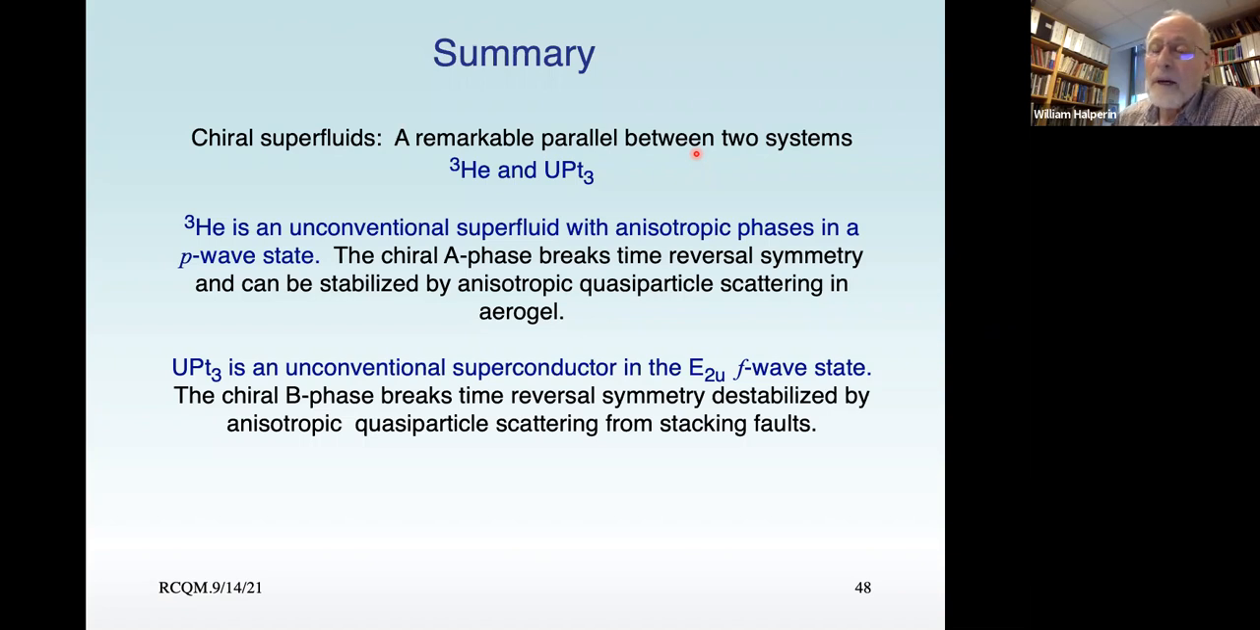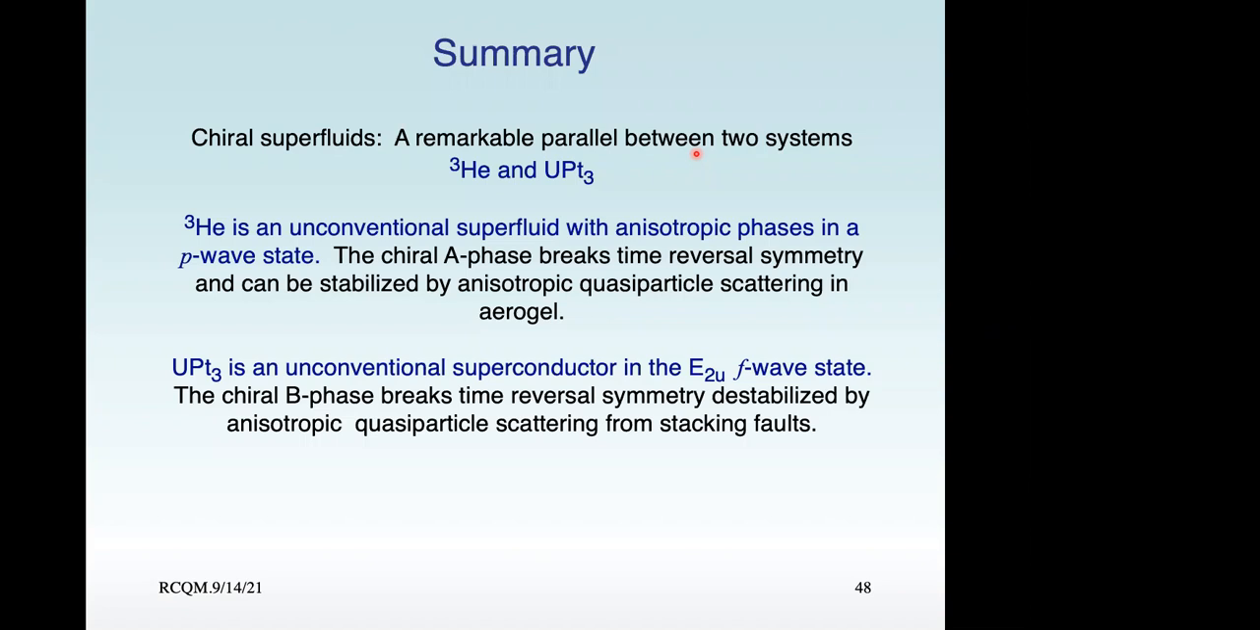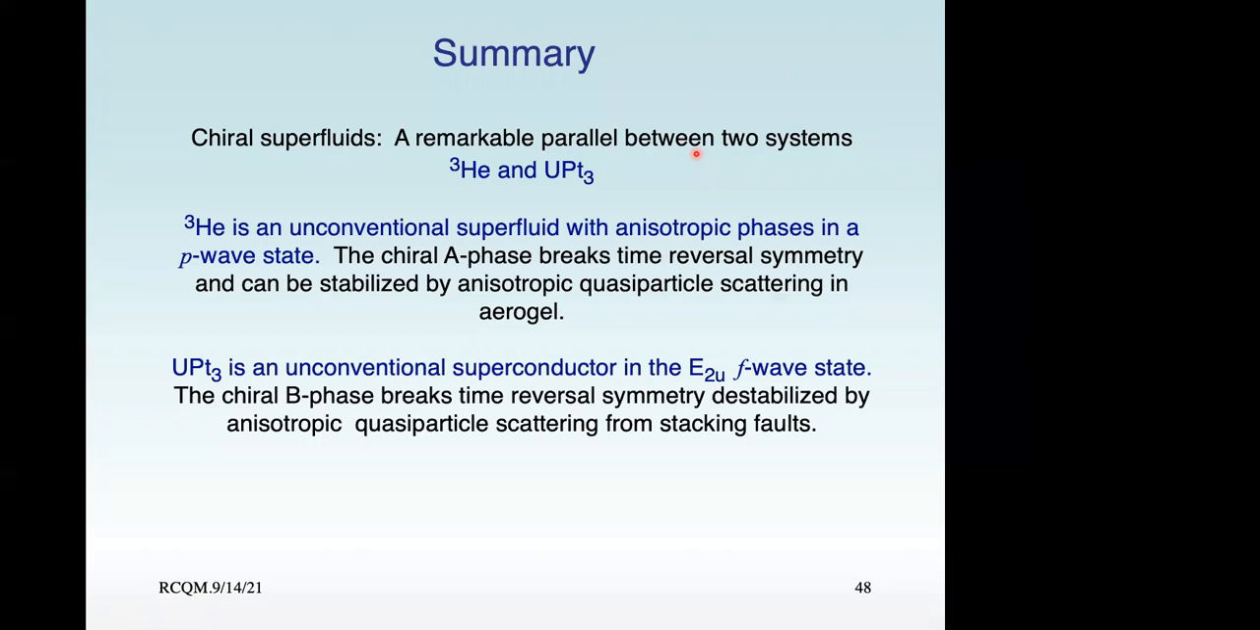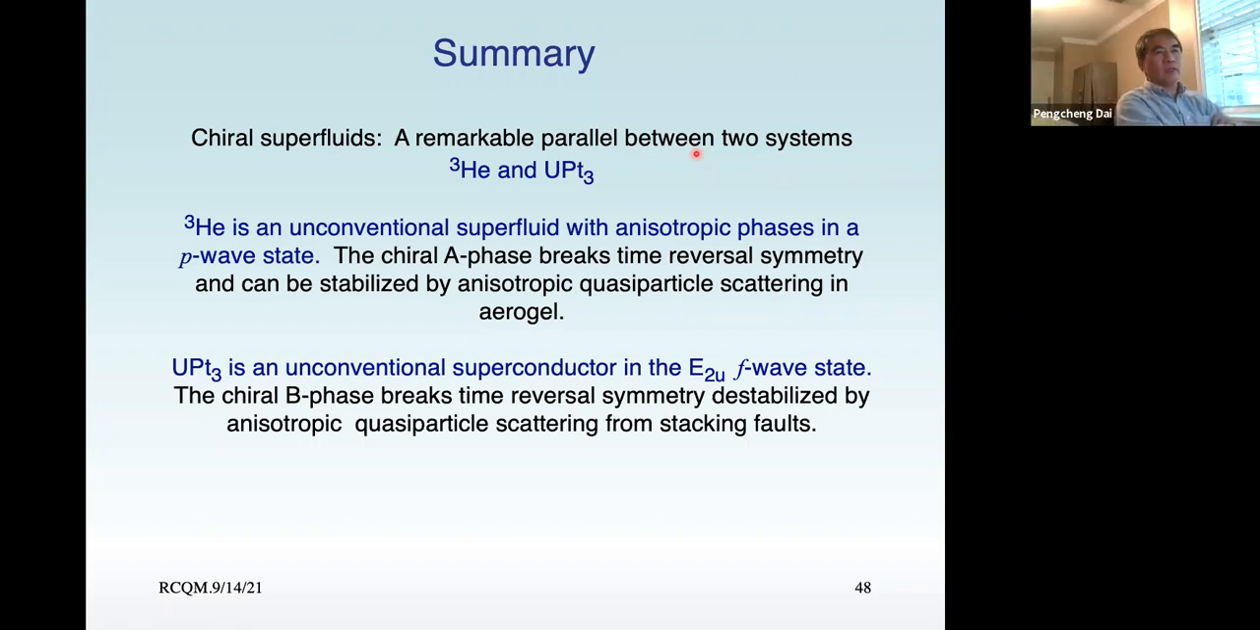I see. But you can't talk anymore about well-defined nodes in the energy density of states as a function of energy, because there's a plethora of bound states. Right, I understand. But at least the specific heat is enhanced. Yeah, but the symmetry of the order parameters is nonetheless very well defined. I see. Both A and B phases in the presence of aerogel are gapless phases. Even the B phase is gapless.